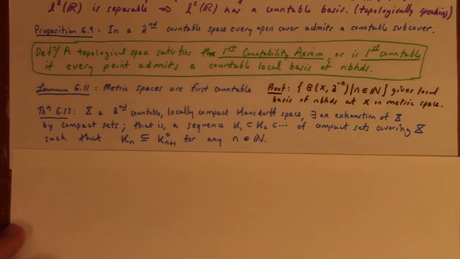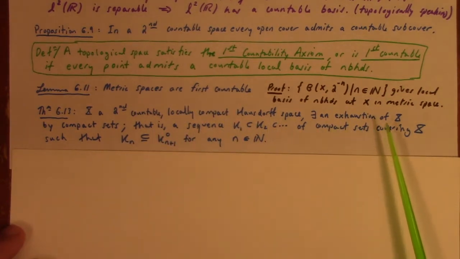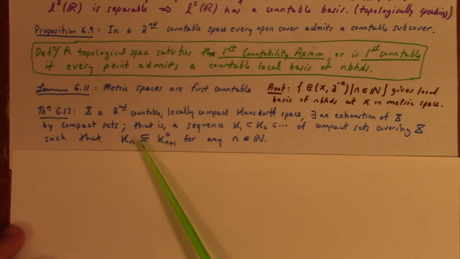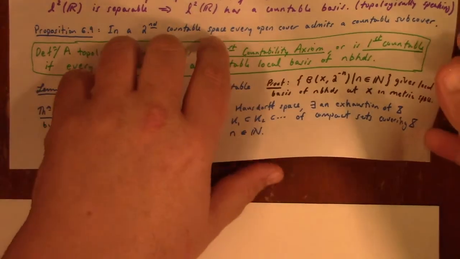In a second countable, locally compact Hausdorff space, there exists an exhaustion of X by compact sets. Let me review that: second countable, locally compact Hausdorff space, there exists an exhaustion of X by compact sets. All right, let's move on here.